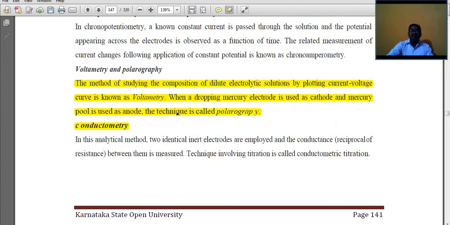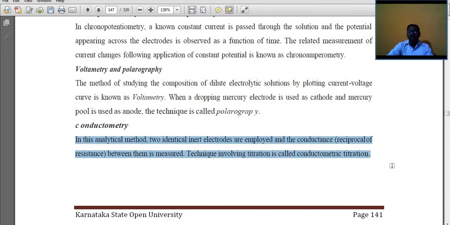Next, conductometry. In this analytical method, two identical inert electrodes are employed and the conductance between them is measured. The technique involving titrations is called conductometric titrations.